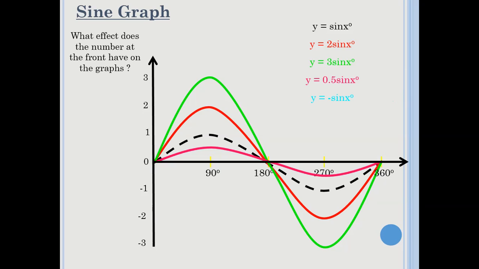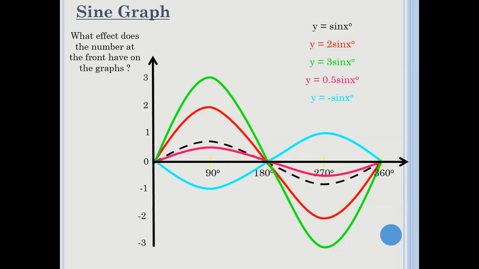If we were to put a negative in front of it, so we've got y equals negative sine x, then what happens is we get a mirror image of y equals sine x, where the maximum occurs at x equals 270 degrees and the minimum occurs at x equals 90 degrees. And if we flip that over, we can see it as an exact mirror image of the graph.